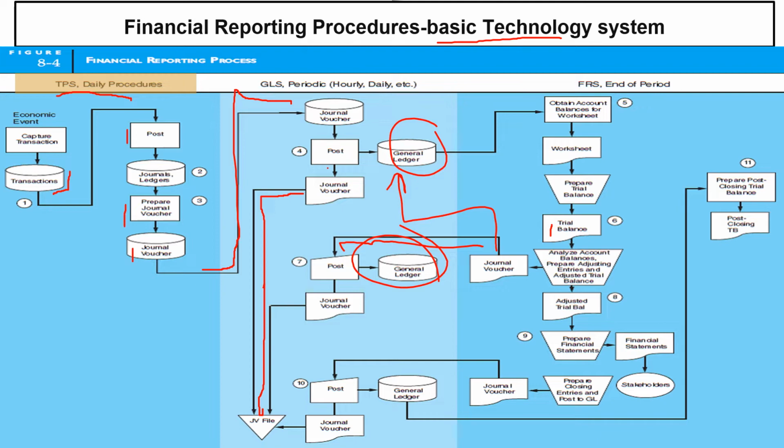Then after that we also print out, not necessarily print, but if we have it in hard copy, then we need to file it again here. Then we print out the adjusting trial balance documents, and it is processed manually to prepare the financial statements here, and then we print out the financial statements and send them to the stakeholders.